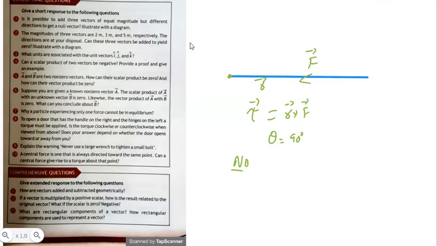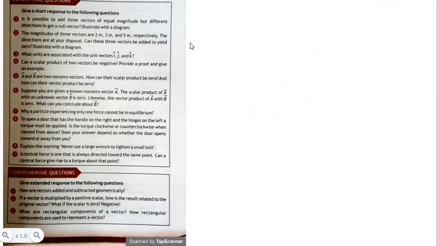Okay, sorry, question 5 is left. Thanks for reminding, Afnan. Question 5 is: A and B are two non-zero vectors. How can their scalar product be 0 and how can their vector product be 0? If the two vectors A and B are non-zero vectors, meaning they have some magnitudes, then how do we get a 0 scalar product and a 0 vector product?